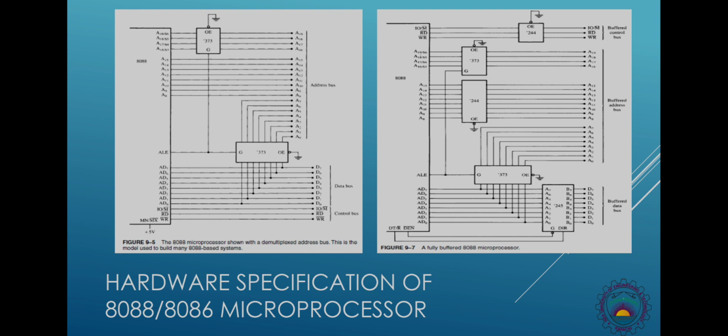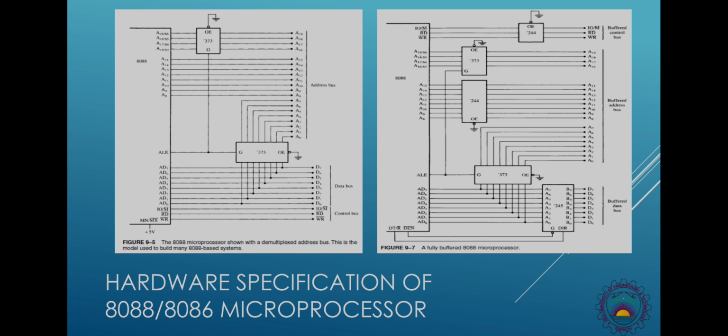So data flow will be from A side to B side. Whenever the microprocessor has to receive data from any device, DT/R bar will be having logic 0. So data flow will be from B side to A side. So the bidirectional data buffer is present for controlling the data bus.